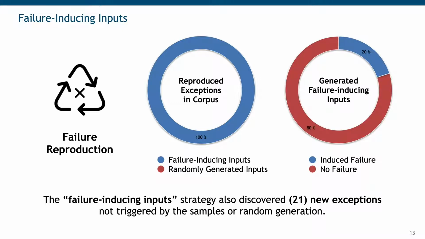In all of our runs, generating over 100,000 inputs per run, we found that 1 out of every 5 inputs triggered exactly the exception that we had learned. So it triggered the exception that was induced by the initial failing input, and the rest triggered other exceptions that we have not seen before or are benign. So we also triggered 21 new exceptions that were not found by the initial samples or random generation.